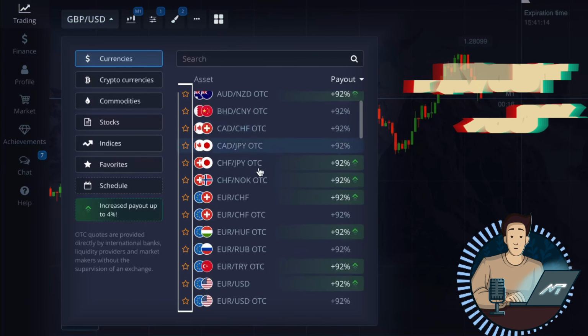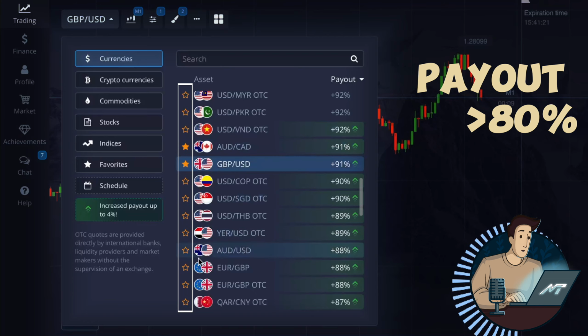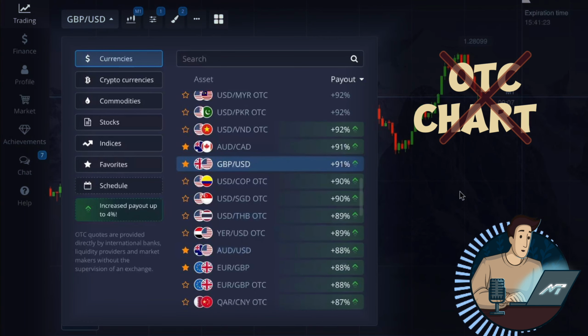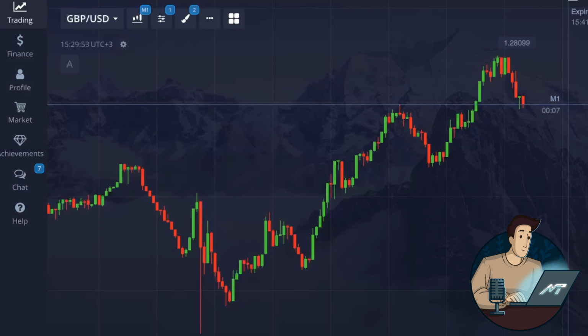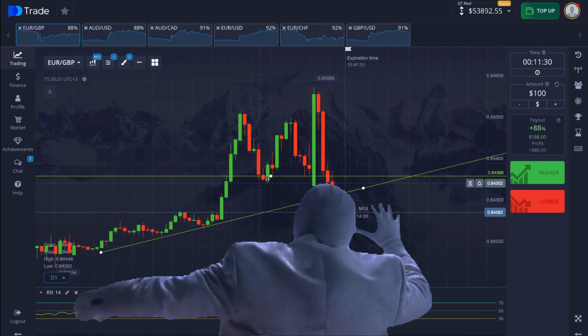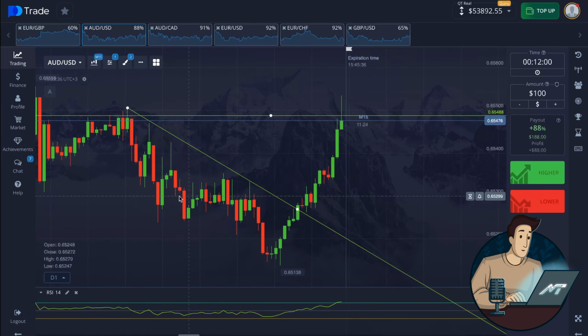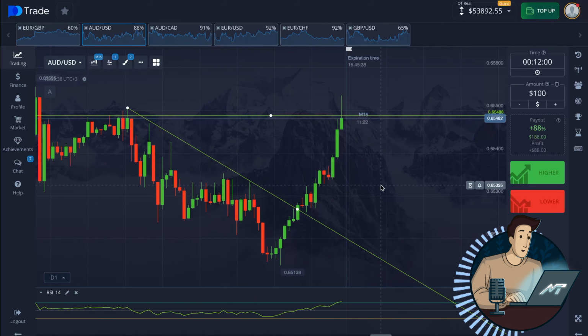Before I start trading, I look for currency pairs with the best payout ratios and add them to favorites, excluding the over-the-counter or OTC ones. Take a quick look at each with a 15-minute time frame to understand what the trends are and find a good opening. This looks to be our first trade of the day.